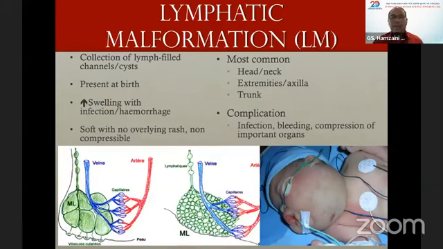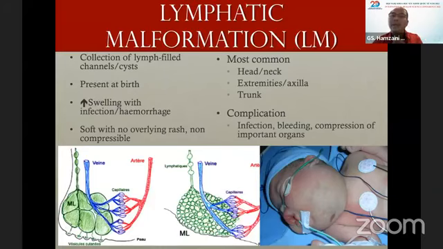It is present at birth. It may be recognized or may not be recognized, and it may be recognized later on, after a few months when the swelling has become big, and sometimes you see it at birth. The swelling will increase with infection or hemorrhage, and the consistency is soft with no overlying skin rashes or skin changes. Most of the time, it occurs in the head and neck, extremities, axilla, and trunk.